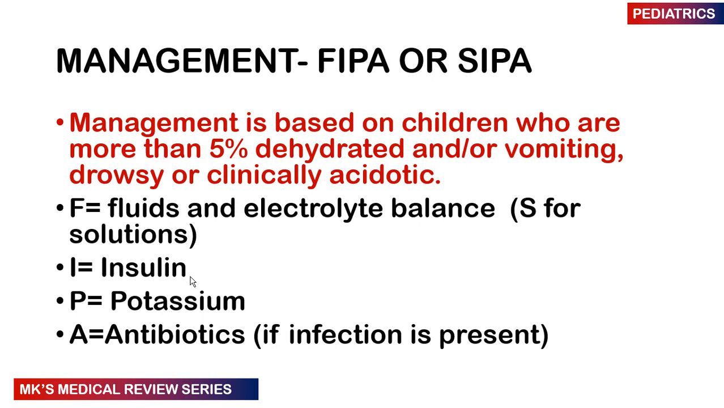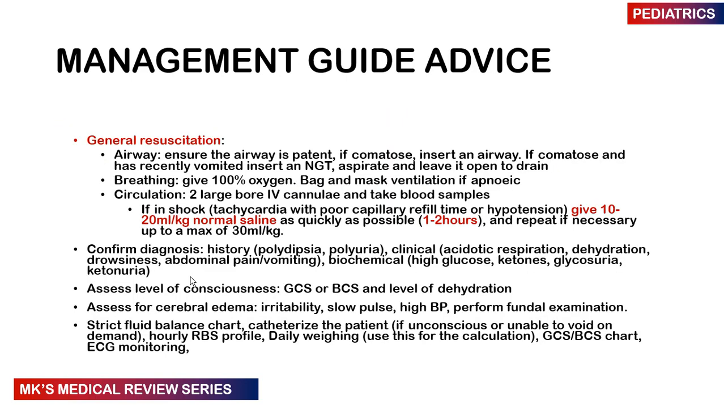Now, for the management, you can use the mnemonic FIPA or SIPA. F for fluids and electrolyte balance, the S you can use for solutions, I for insulin, P for potassium, and A for antibiotics if an infection is present. Now remember, the guidelines that I'm about to give you are pretty much assuming that this child has more than 5% dehydration, or they have been vomiting, or they are drowsy, or they are clinically acidotic.